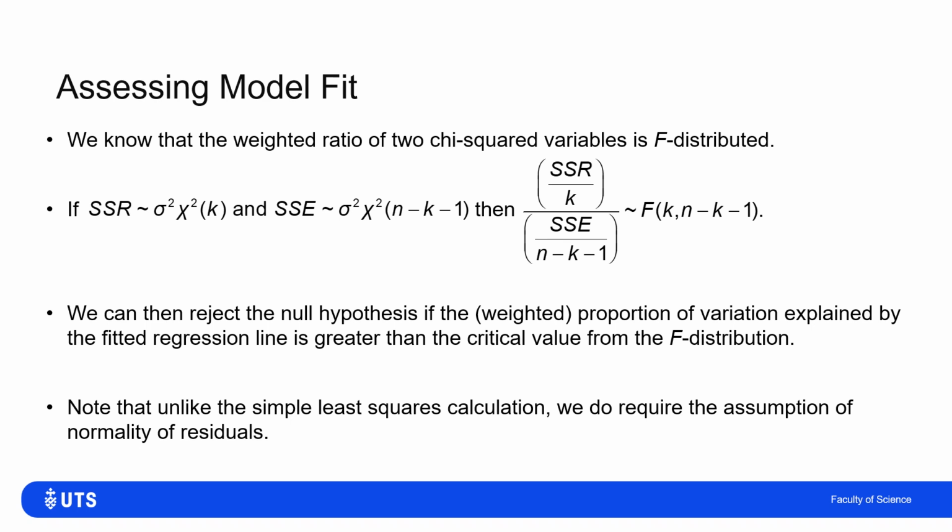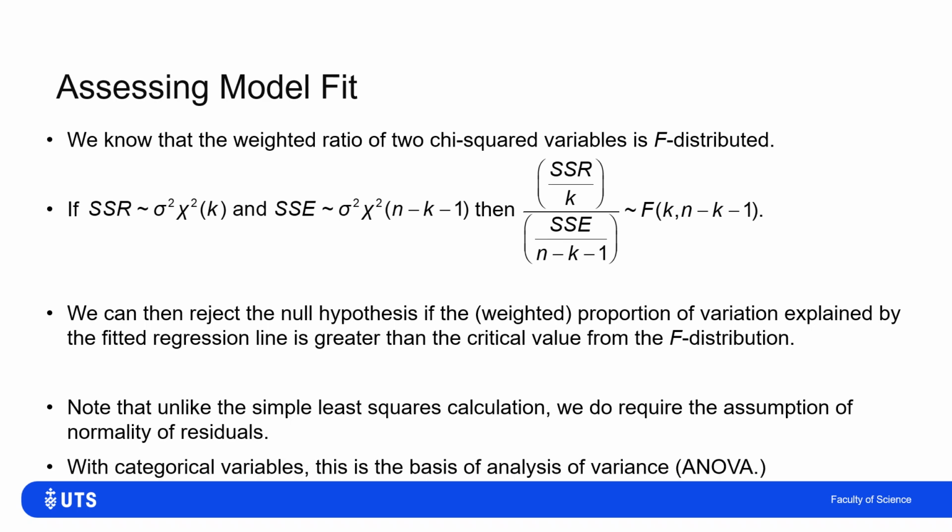And that does require the assumption of normality of residuals. And this is really the bedrock of what's often called ANOVA, or analysis of variance. So if we've got categorical variables, this is really what's done in an ANOVA, which again is a technique we'll see a little bit more of, but you may already have heard of.